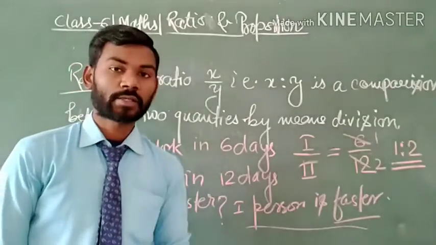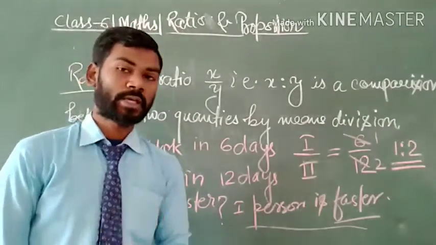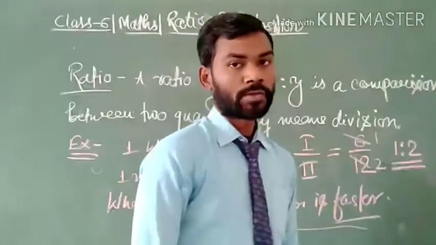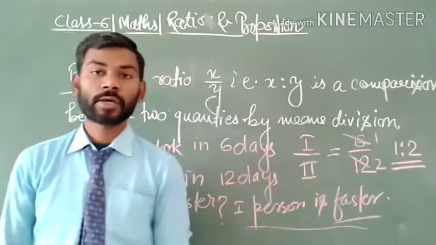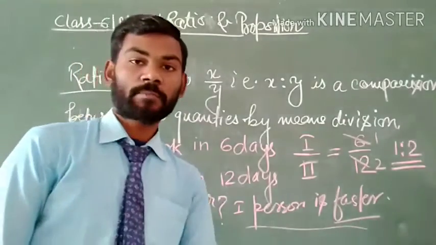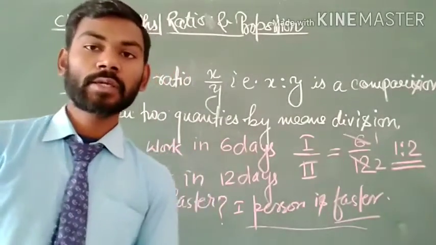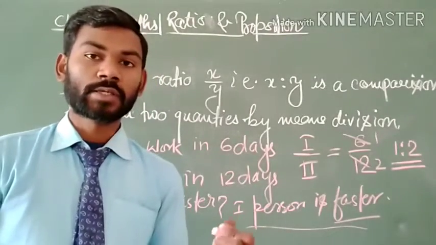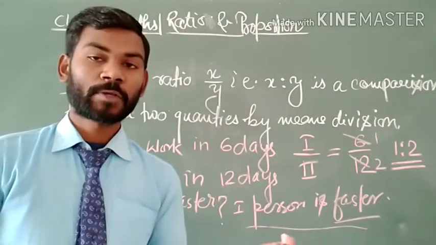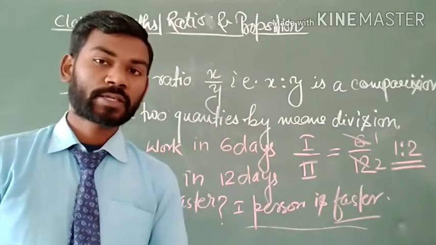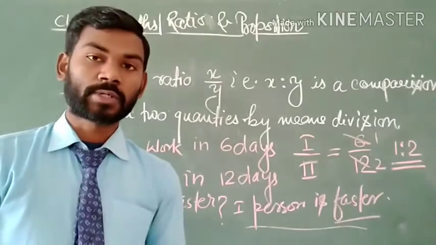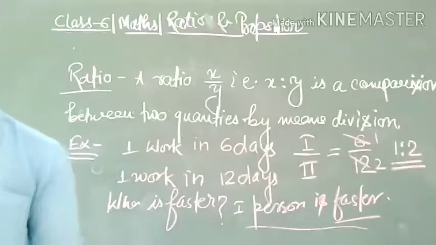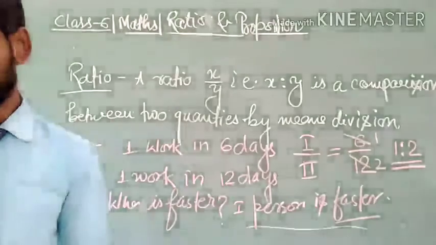So we can say that the first person is more efficient than the other, and the ratio between them is 1 is to 2, which means that if we complete the work in 1 day, then the other person requires 2 days to complete the work. So we can say that the first person is twice as efficient, twice as fast as the other person. Okay, so I hope the concept is clear to everyone.